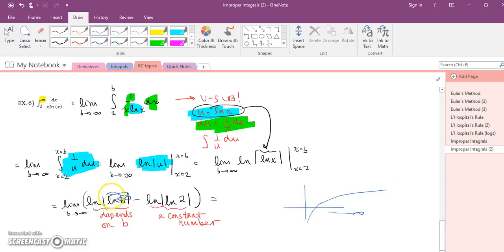Then I have natural log of infinity again, which I just established is infinity. Doesn't matter if this is a number. This thing is infinity, so the whole thing is infinity slowly. So the integral diverges. The area under the curve is unbounded, and the limit doesn't exist.